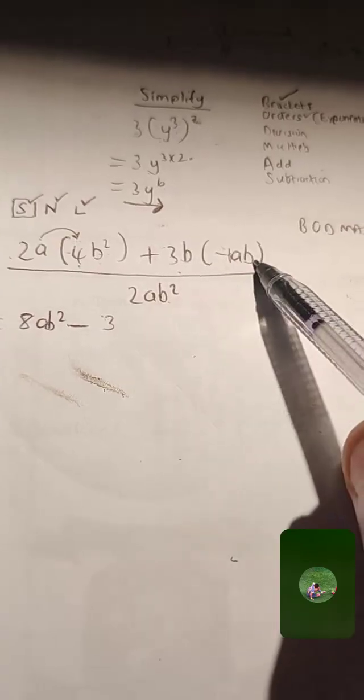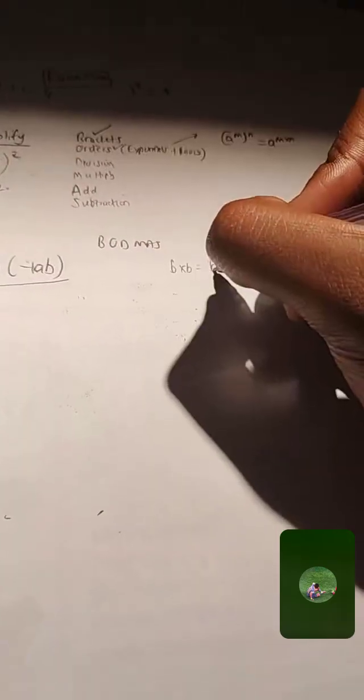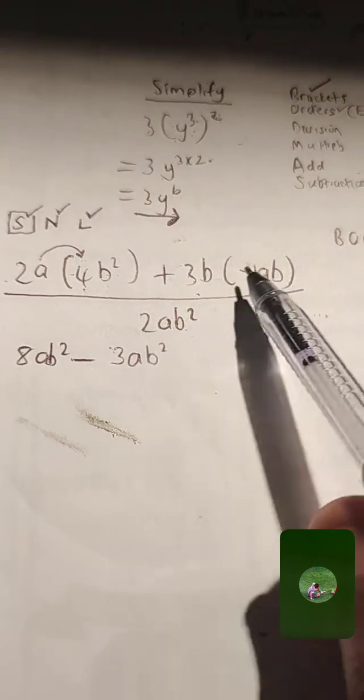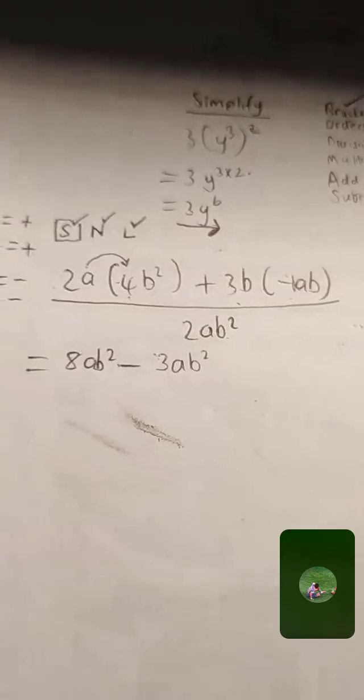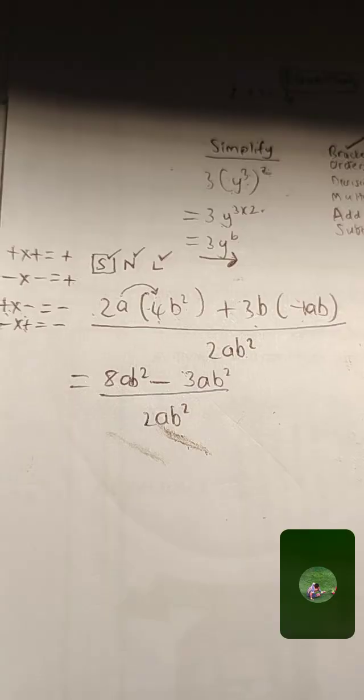Be careful. What's B times AB? How many B's do you have here? 2. So if you are multiplying a B with another B, you keep the base and add the exponents. So you get B squared. And then the A, there's only one A, so that A stays. It's AB squared. Are you with me, Tabelo? Yes, I do, sir. Over 2AB squared.